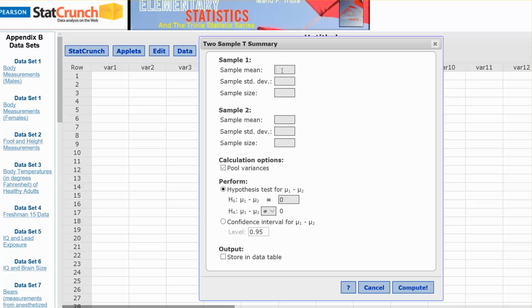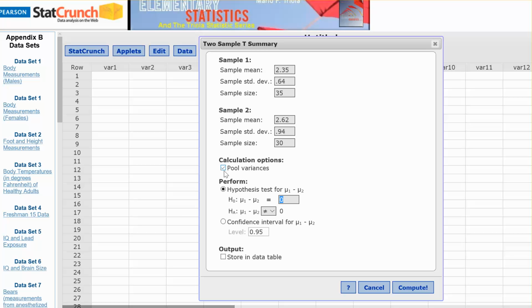So our sample mean 1 was 2.35, sample standard deviation 0.64, and that first sample size was 35. The second sample mean was 2.62 with a standard deviation of 0.94 and a sample size of 30. It's really important to uncheck this box for pool variances. Make sure that is unchecked.